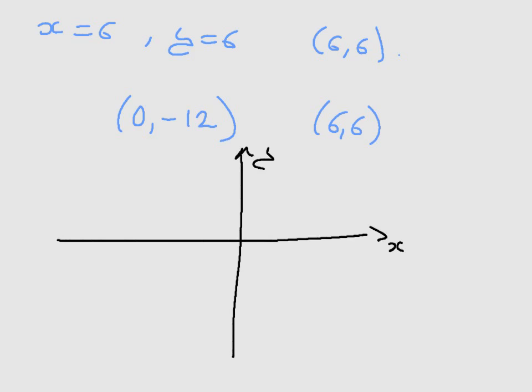And the point 0, negative 12, let's say, would be down here on the y-axis, and the point 6, 6 would be roughly here. 6, 6. And so the line y is equal to 3x minus 12 would look something, of course yours should be more accurate, like that. And we're done.